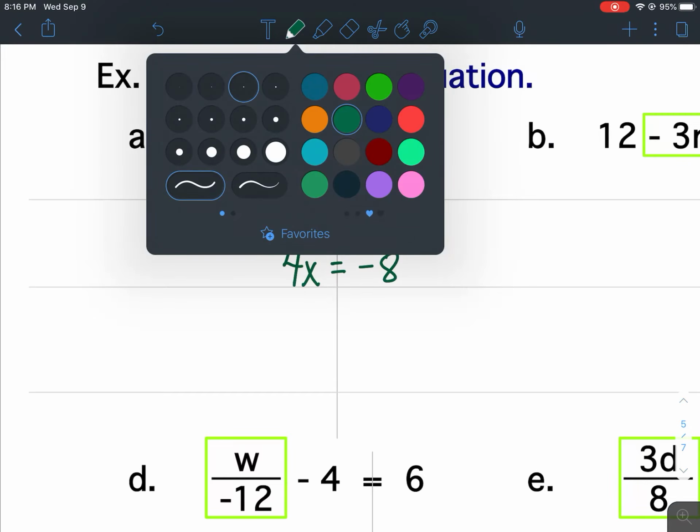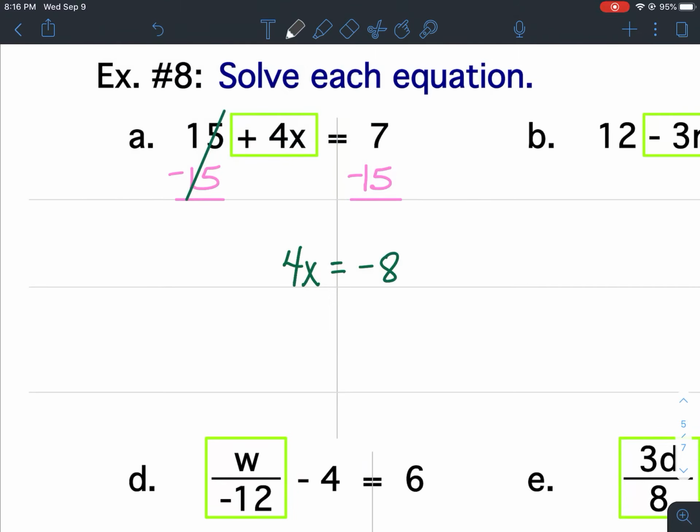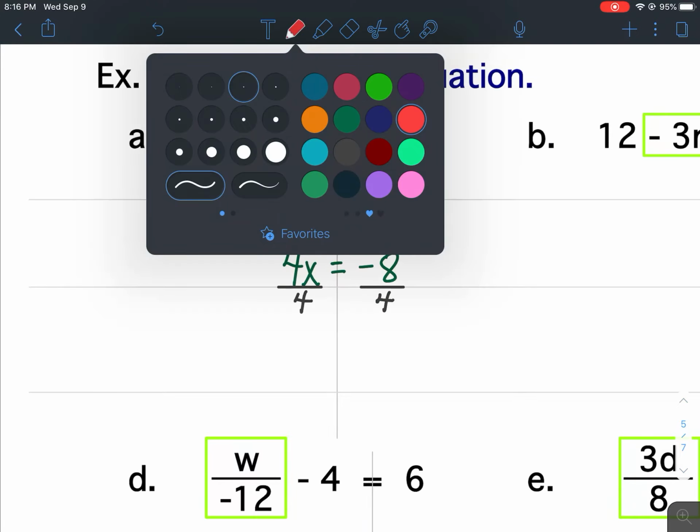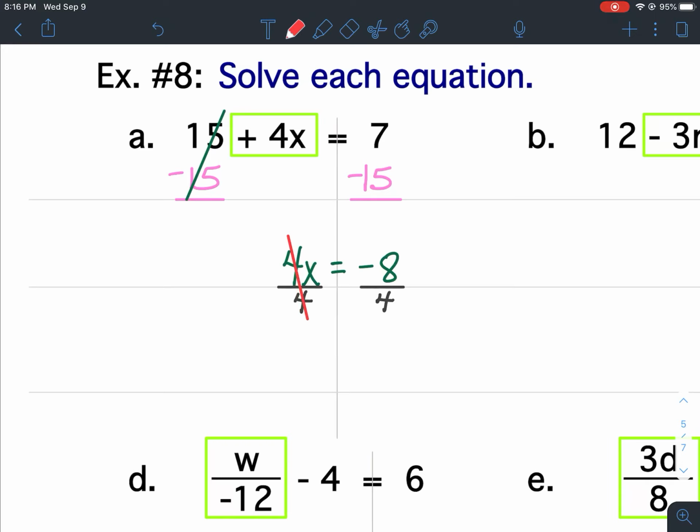We're not done yet. The variable term is not isolated. I need to get rid of that 4. This is multiplication. The opposite of multiplication is division. So I'm going to divide both sides by the number with the variable, which is 4. The 4's cancel. Bring down the variable, equal sign. And then negative 8 divided by 4 is negative 2. So I use subtraction in this step because it was a positive 15, and then I use division in this step because it was multiplication.